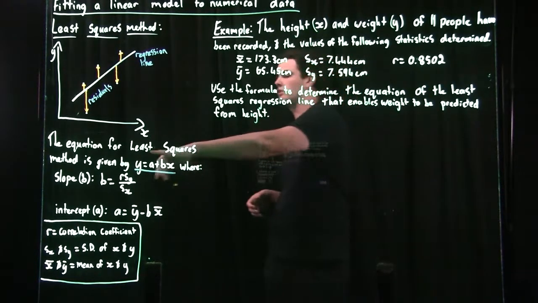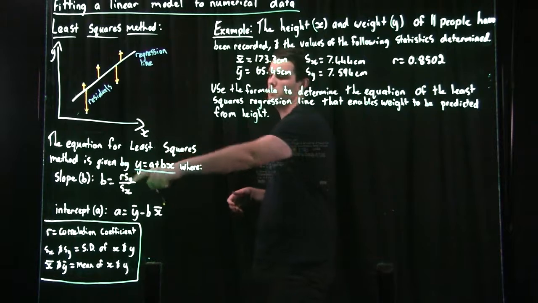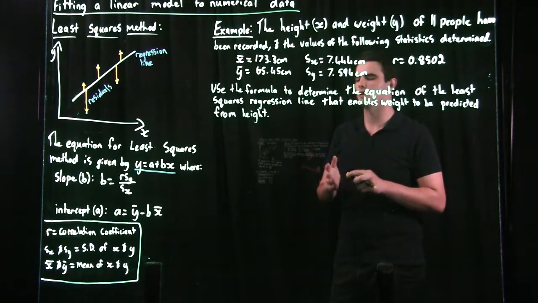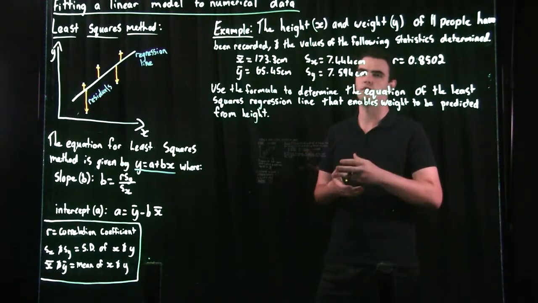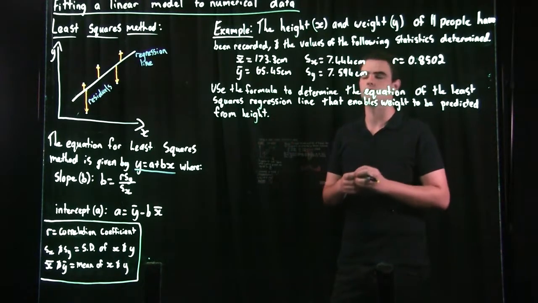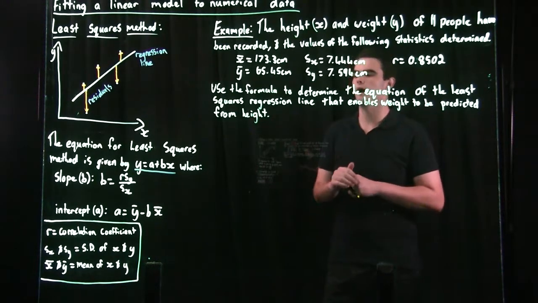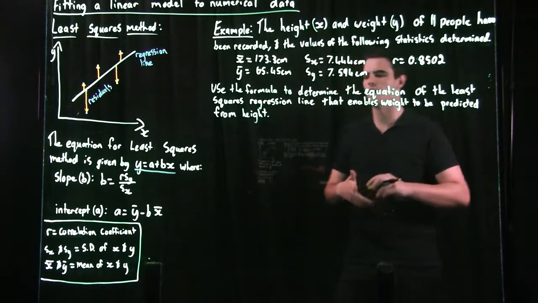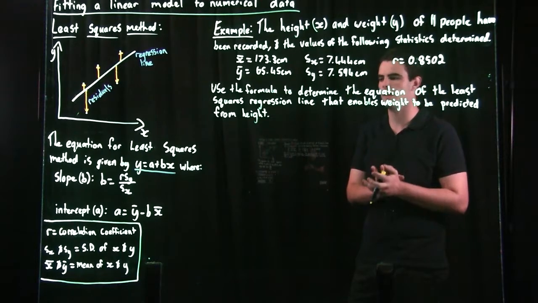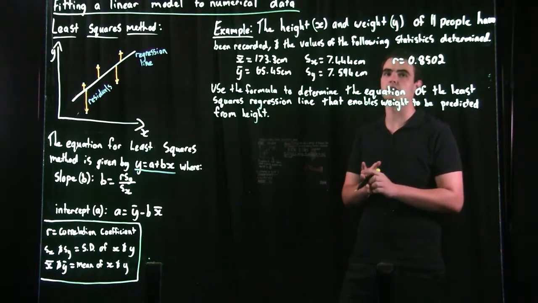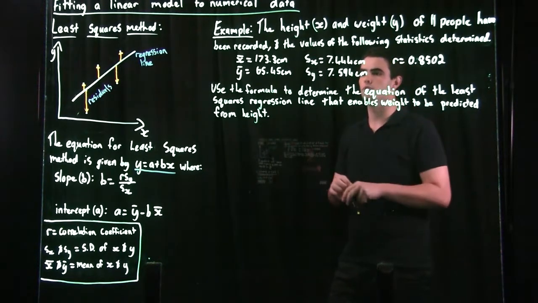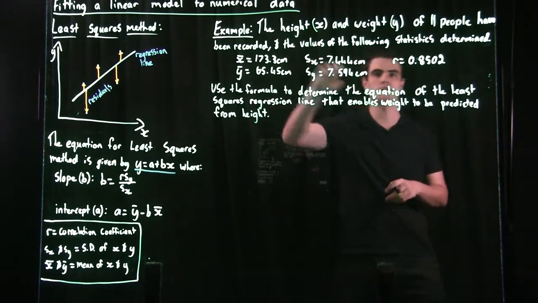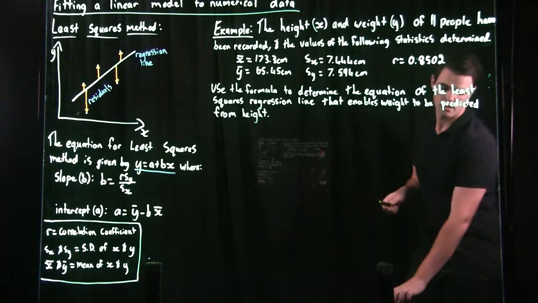Here the slope b equals the correlation coefficient multiplied by the standard deviation of y divided by the standard deviation of x. For the intercept, a equals the mean of y minus b times the mean of x. That's all I've got for my two formulas there. I'm going to keep moving through and make a start on this example. Make sure you've got this slide down and then we'll start on the example.